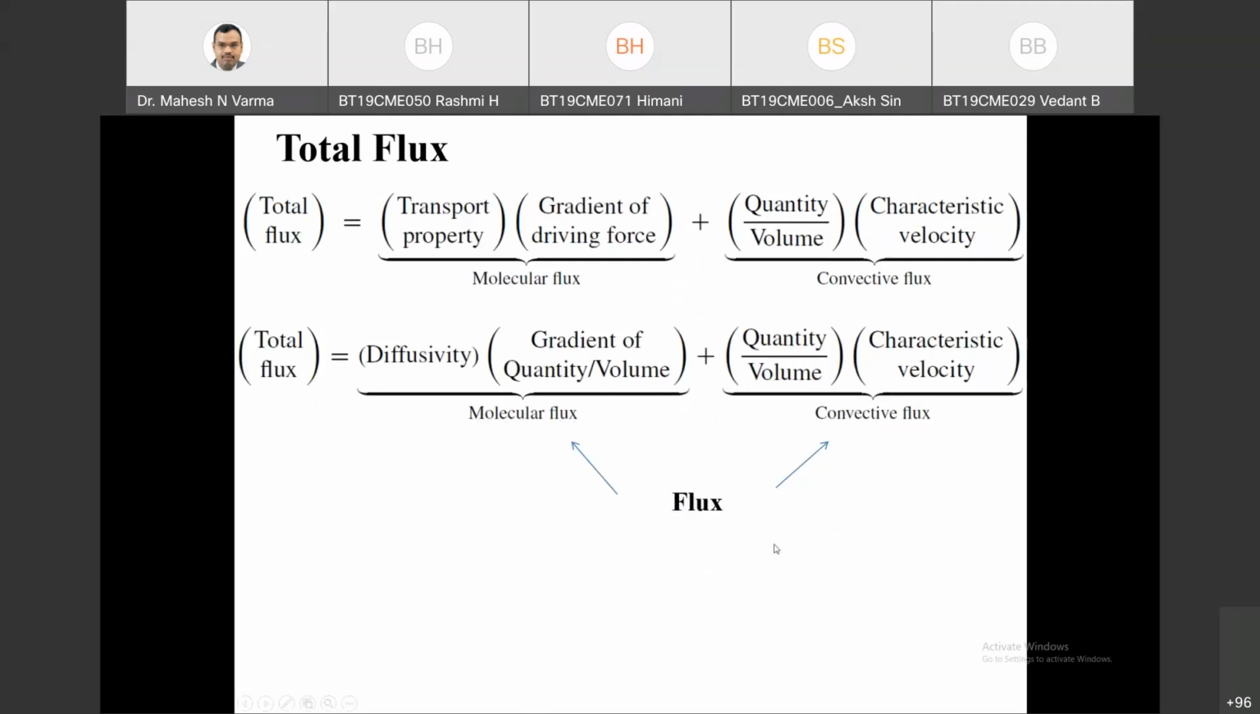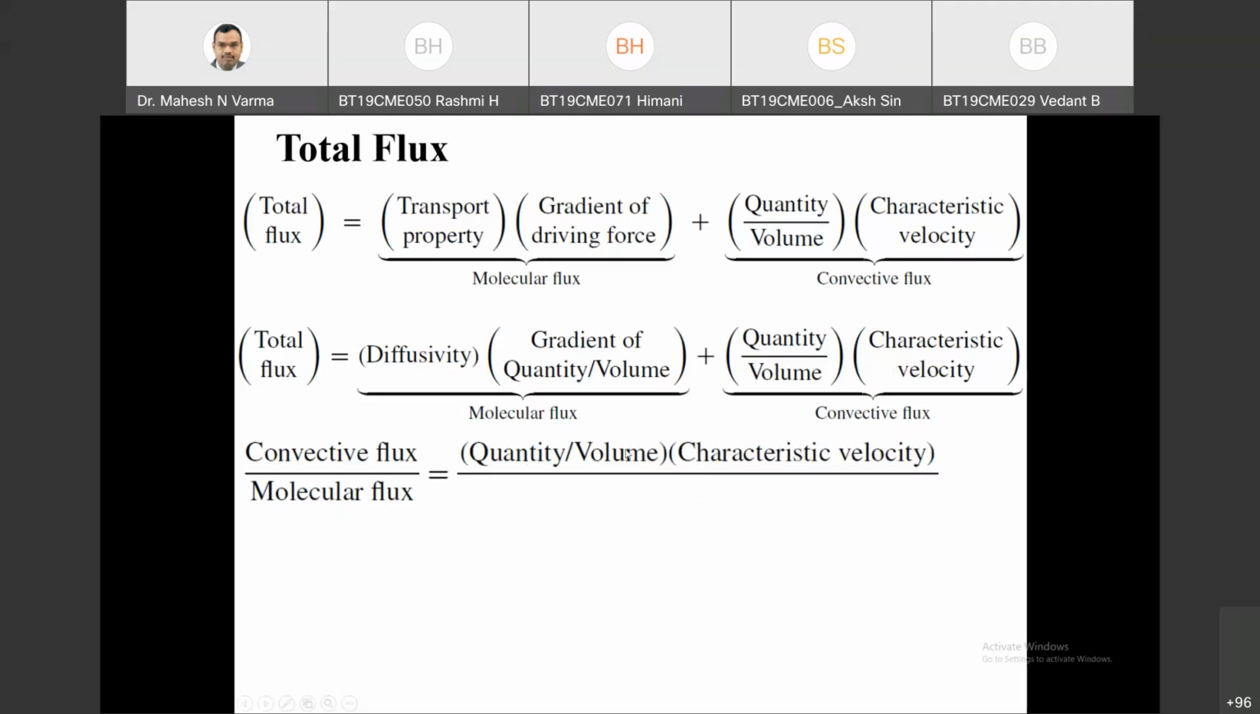The ratio of these fluxes will be a dimensionless number. If I take convective flux divided by molecular flux: convective flux is quantity per unit volume multiplied by characteristic velocity, and diffusivity into gradient of quantity per unit volume is the molecular flux. Okay, this is equation A.